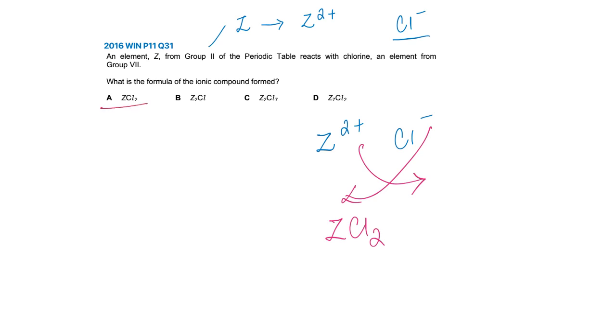And if you're confused about this, we can just name Z. It could be any group 2. They all behave the same, right? So let's pick magnesium, I think. I can also think of calcium. Both form MgCl2 or CaCl2. Okay, easy. The answer is A.